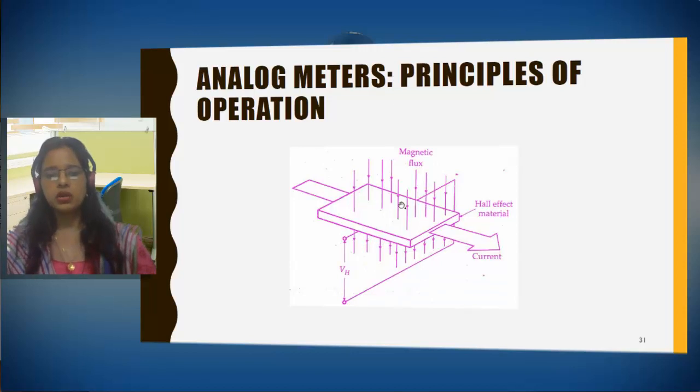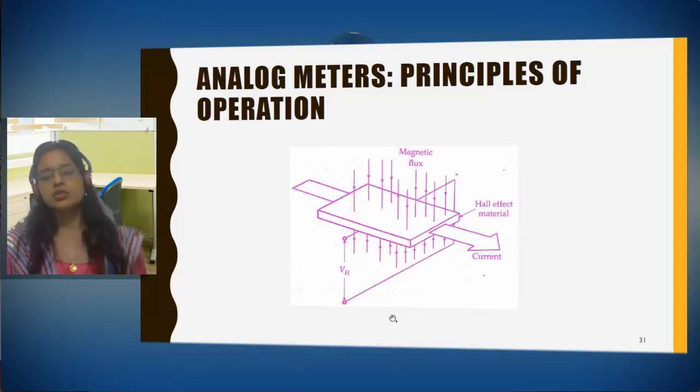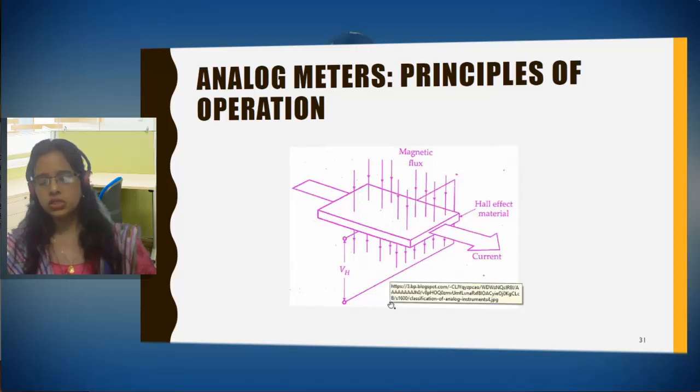So what happens in the Hall effect? The Hall effect material is placed in a transverse magnetic field and current is applied. So when current is applied, it leads to the production of potential across these two terminals. If the loop is closed, then current starts flowing in this way in this loop. So this effect is known as the Hall effect.